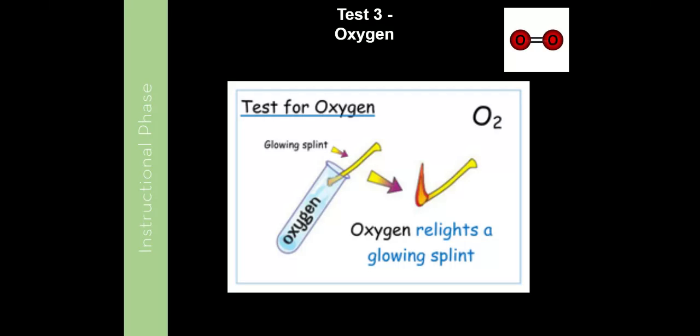Now the important thing to remember when testing for oxygen gas, you first need a glowing splint. So you need to light a splint and then blow it out so it is glowing. You then hold it into the sample of gas. If it's oxygen gas, it will relight. So a glowing splint relights.